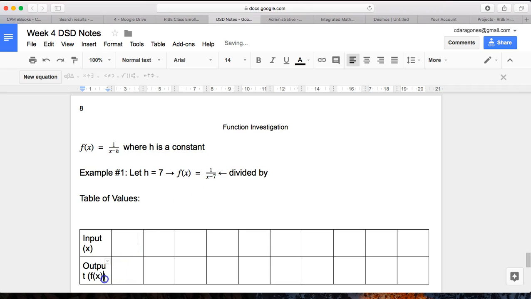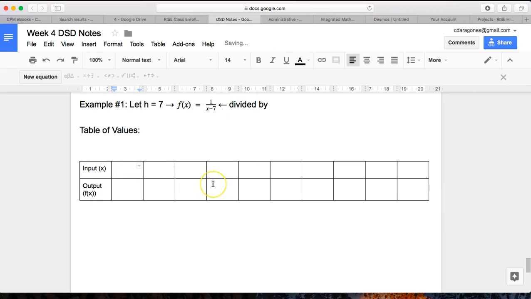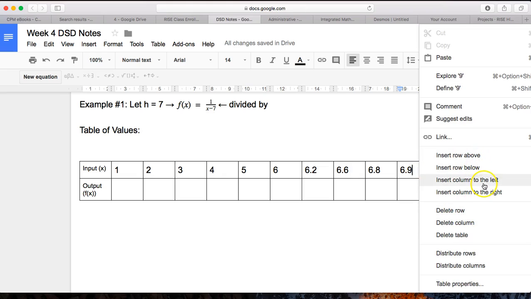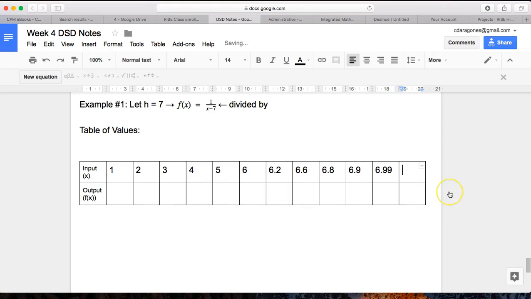So let me give you your input values first. Your input values are going to be 1, 2, 3, 4, 5, 6, 6.2, 6.6, 6.8, 6.9. Sorry, actually, let's add one more: 6.99, and then another one, 7. Okay, so go ahead, create this table in your notebook. Pause the video while you create this table, and then keep the video playing when you're finished.